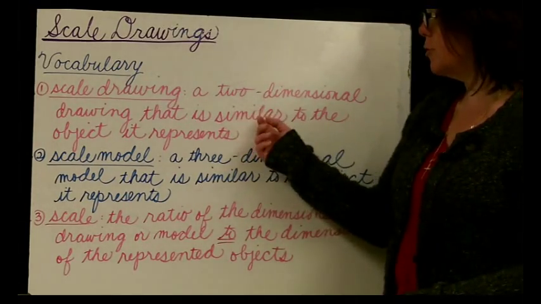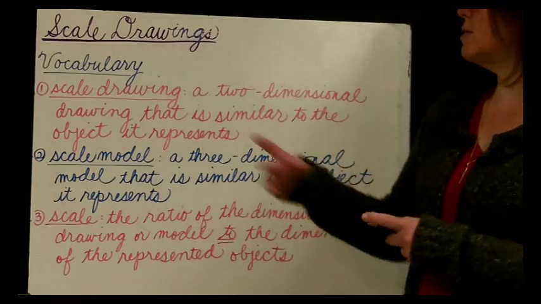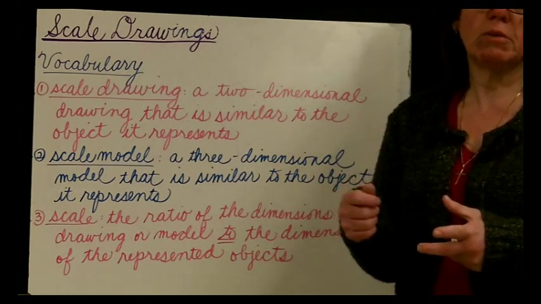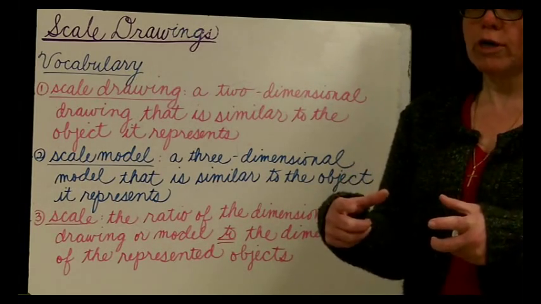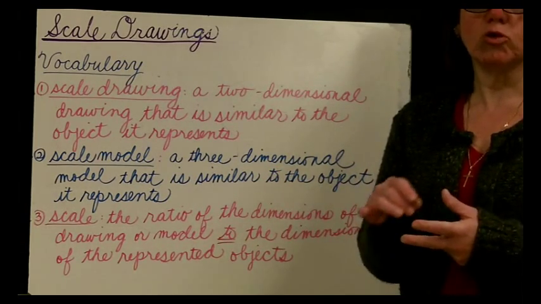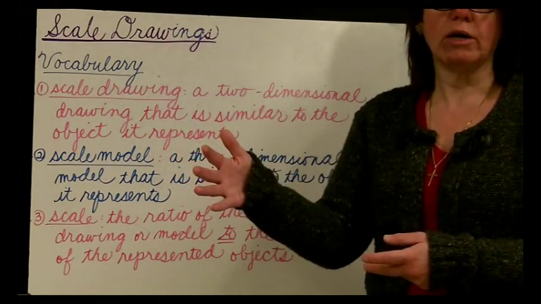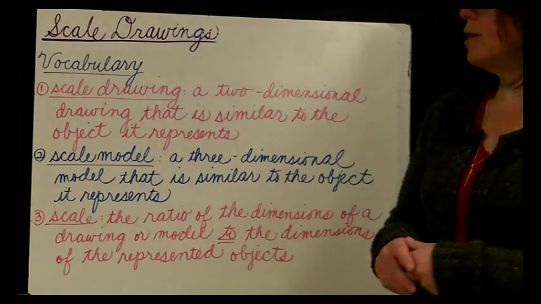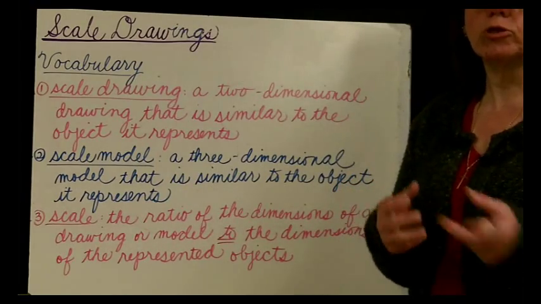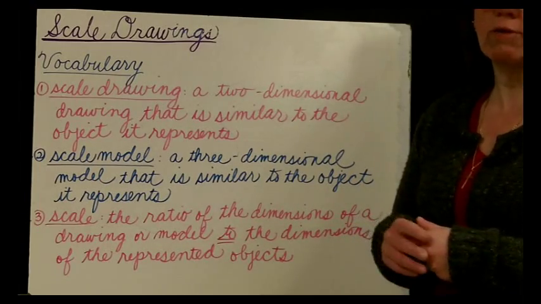Now, notice the word similar is in both definitions for both these terms. What that basically means is, for a scale drawing, you will have a drawing, maybe a blueprint, maybe a map, with some drawn representation of a real-life object. And the measurements in the drawing are similar, in other words, proportional to the measurements of the actual object. And the same goes for scale models. The dimensions of the models are proportional to the dimensions of its similar figure, the real-life object.